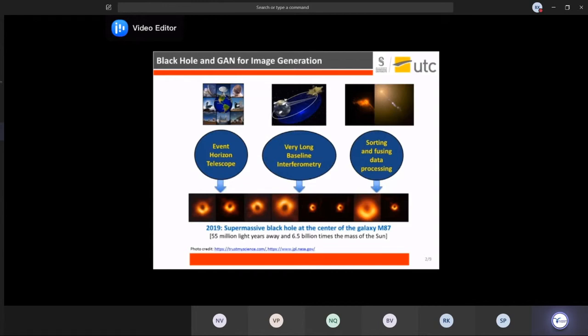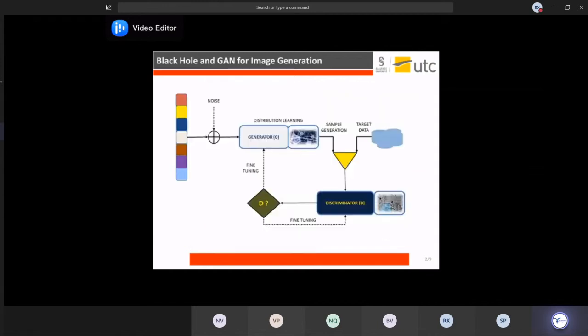The scientists used the Event Horizon Telescope network coupled with very long baseline interferometry methods, and after that applied some sorting and fusing data processing in order to get the first image of the supermassive black hole at the center of the galaxy M87. So the objective of this study is to try to reproduce the black hole image by using the GAN.